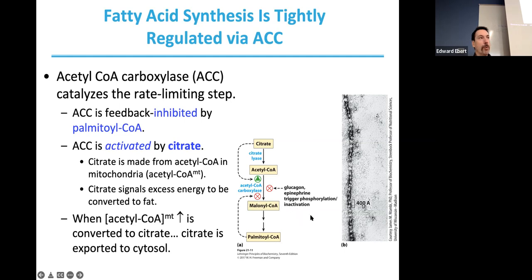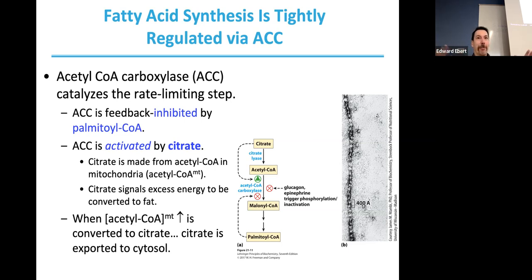And then we have hormonal control, which we're not really talking about too much yet, but it's coming up in chapter 23. That's where we tie everything together. But we'll see things like glucagon and epinephrine are going to inactivate acetyl-CoA carboxylase. Glucagon says, I'm hungry, so we're going to stop making fatty acids and start cleaving them. Hopefully, says Dr. Ebert. Epinephrine is like, need energy now.